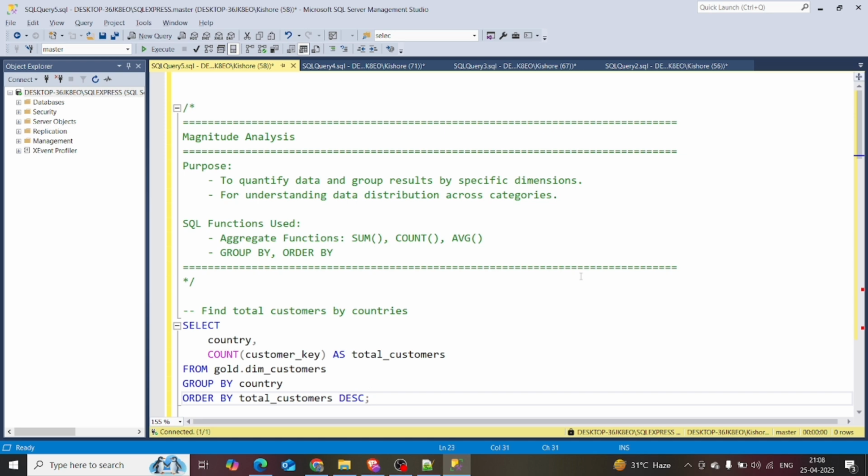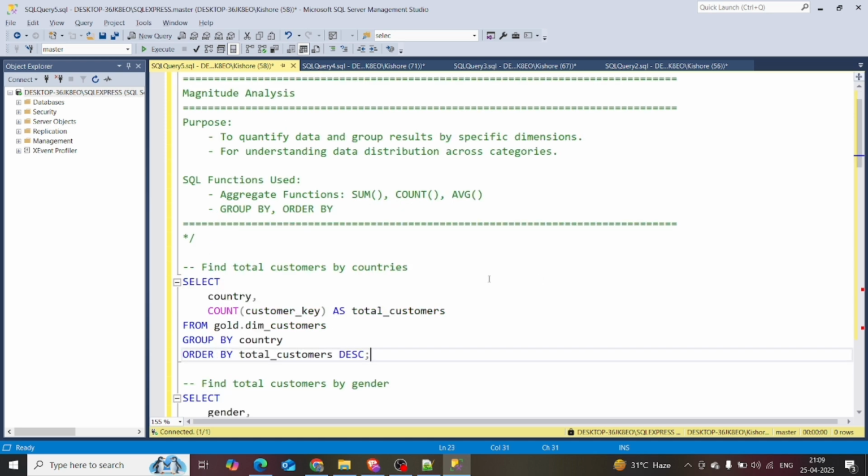The purpose of the magnitude analysis is to quantify the data and group results by specific dimensions, for understanding the data distribution across the categories in the table. The basic SQL functions used in this section are sum, count, and average, and we are getting into advanced ones like group by and order by. First, we answer questions like: find the total customers by countries.